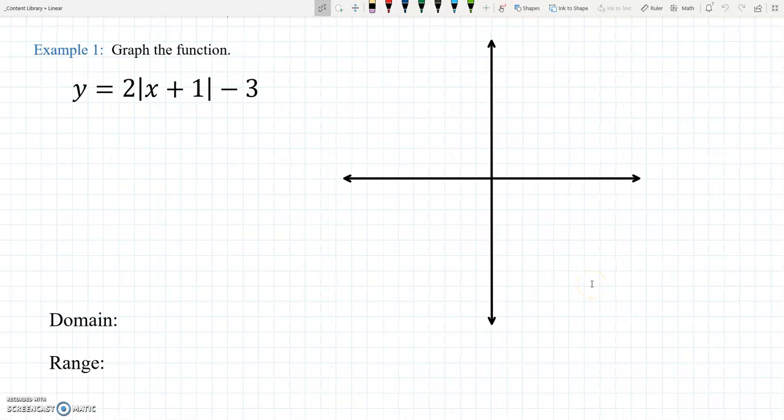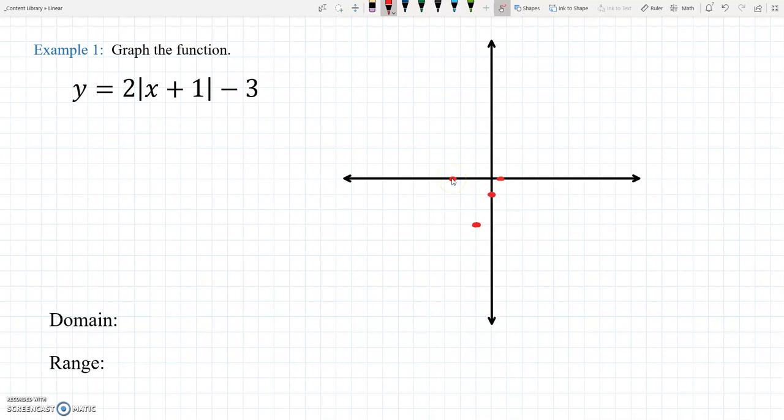All right, so I'm going to start with my vertex, left 1, down 3, which is right here. All right, I looked at it, it's going to cross the y-axis at -1. Over here, across the x-axis at 0.5, so I can put it right in the middle. And over here is at -2.5, so I can put it in the middle there.